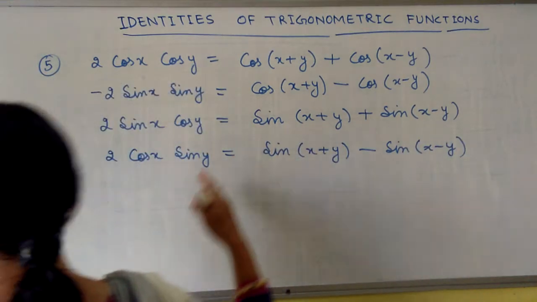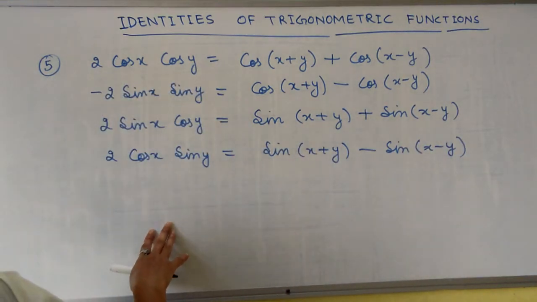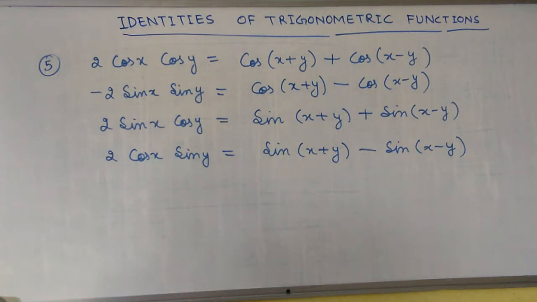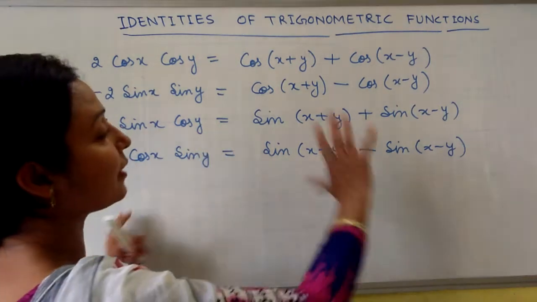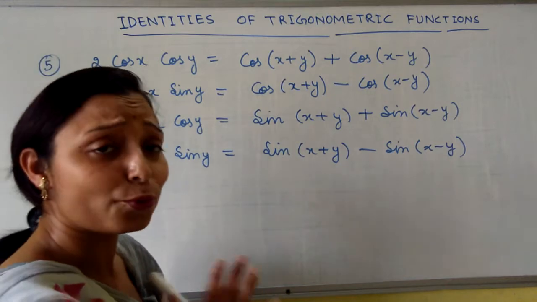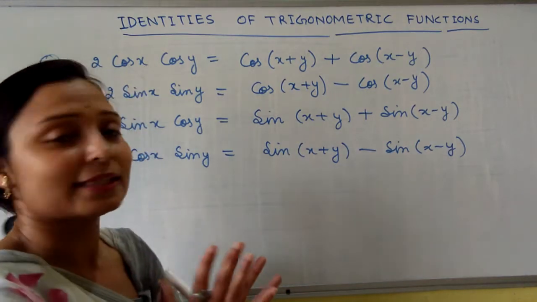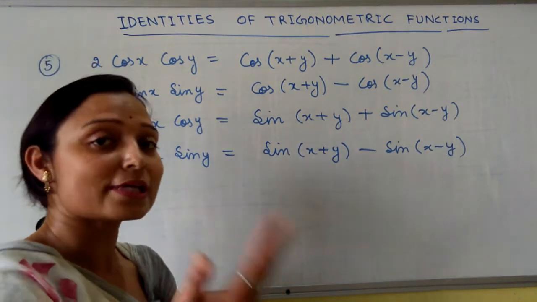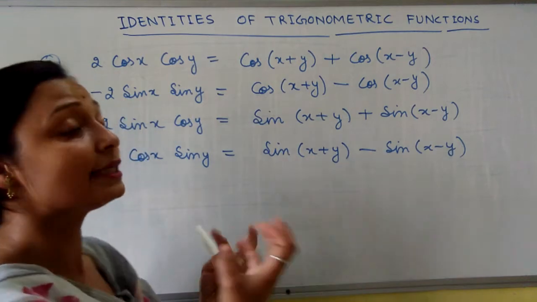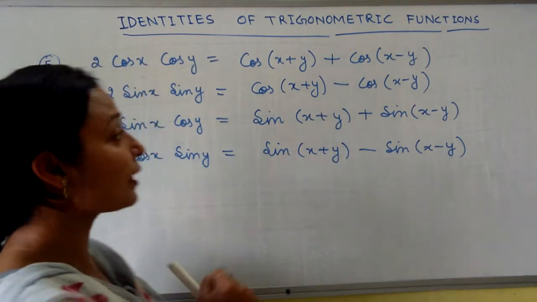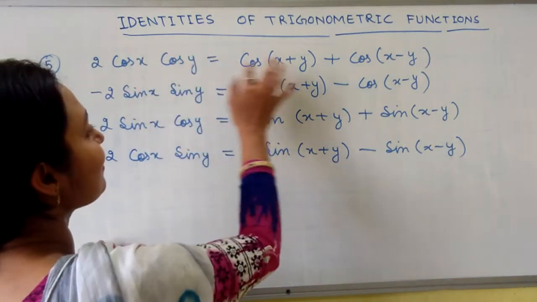Okay, so this is the fifth type of identities. First, second, third, fourth and fifth. So there are only five types of identities. No difficulty learning these identities. When we use them again and again, we will easily remember these identities. So first of all, learn these.